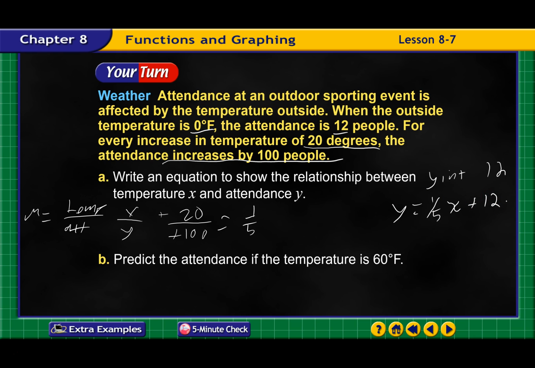So predict the attendance at 60 degrees. y equals 1/5 times 60 plus 12. 60 divided by 5 is 12. 12 plus 12. So 24? That doesn't seem right. Let's see if I got my stuff here. Oh, I flipped them. So temperature X, temperature of 20 degrees. For every 20 degrees, it increases by 100 people.